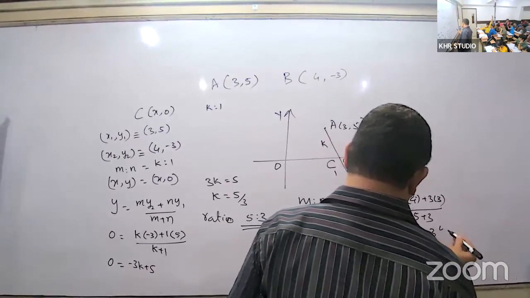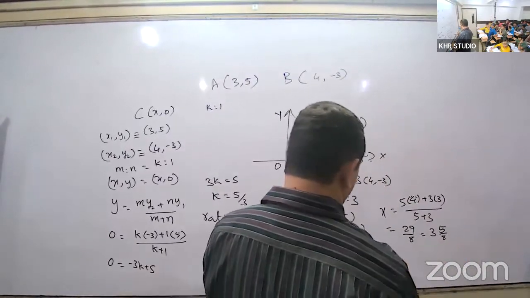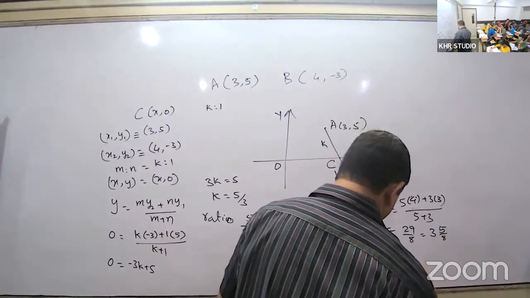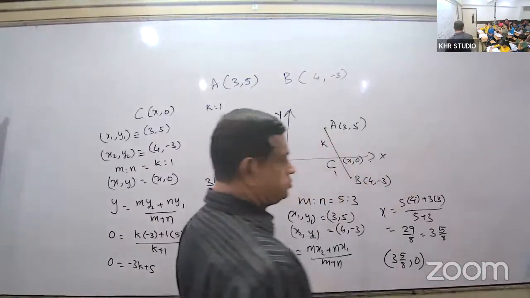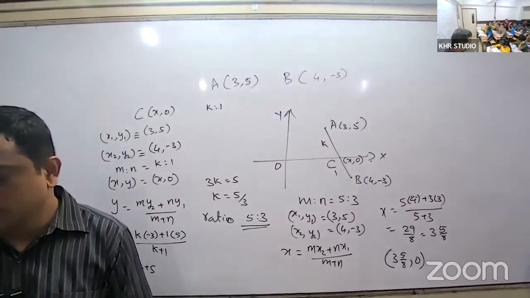3 by 8. 3 by 8. That is not the answer. 3 by 8, comma 0. Final answer, right.